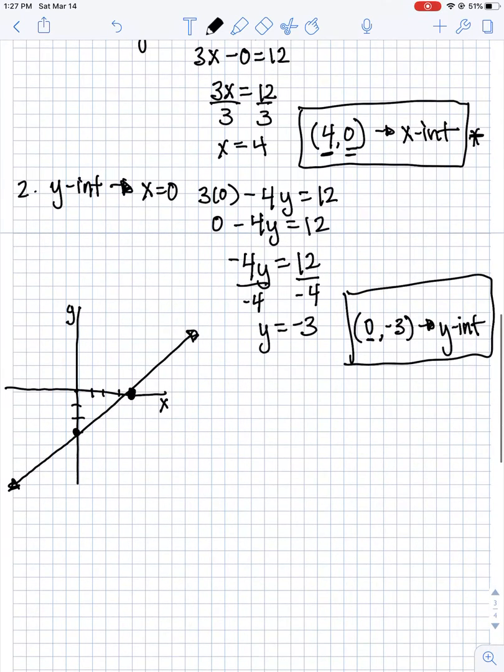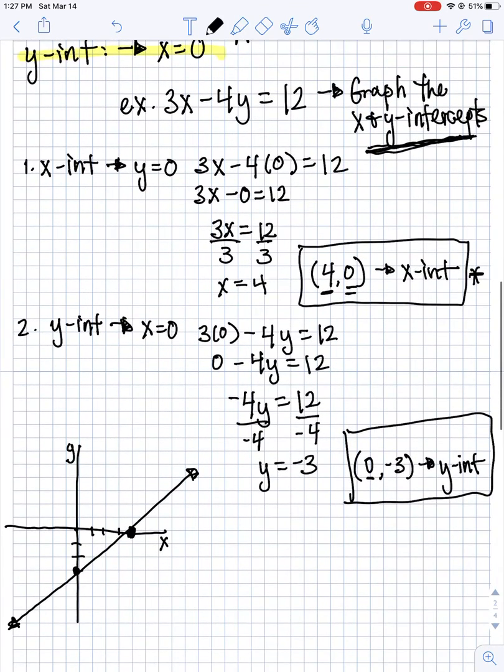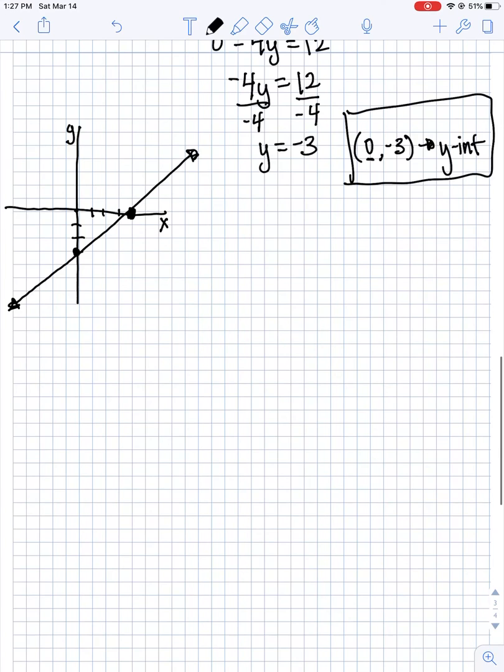And let me warn you, if my math lab says plot using x and y intercepts, like I gave you in the directions right here that I'm underlining, and you do not plot the x-intercept and the y-intercept, my math lab will count it wrong. So make sure you follow the directions however my math lab asks.